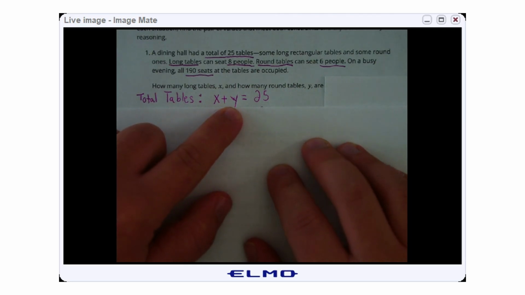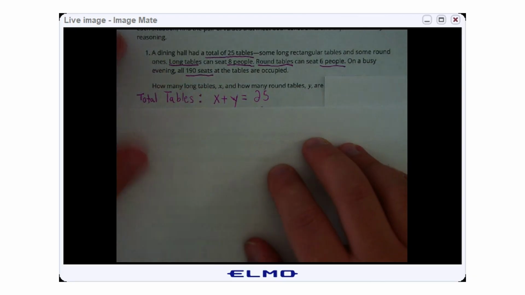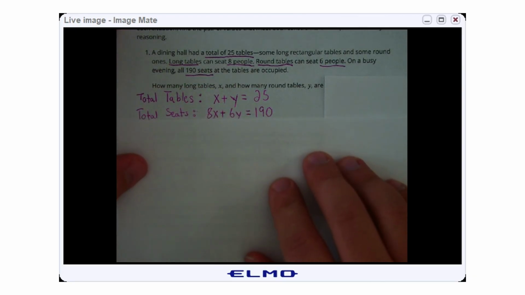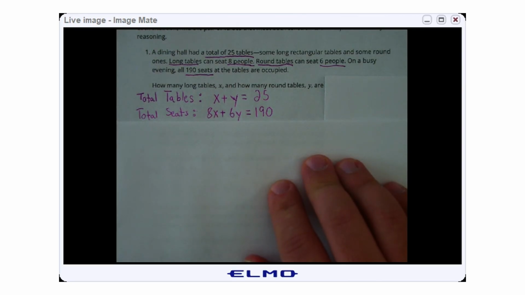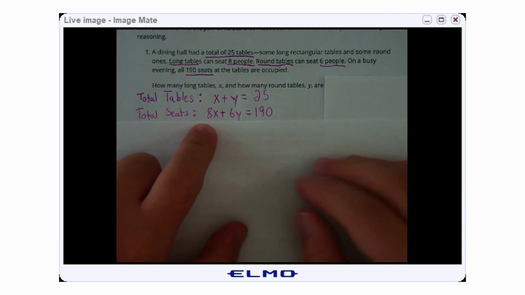Those two things added up, however many total seats I have at each, should equal 190, right? So that equation looks like 8x plus 6y equals 190, right? I'm just kind of building off the first equation to get to my second equation, okay?